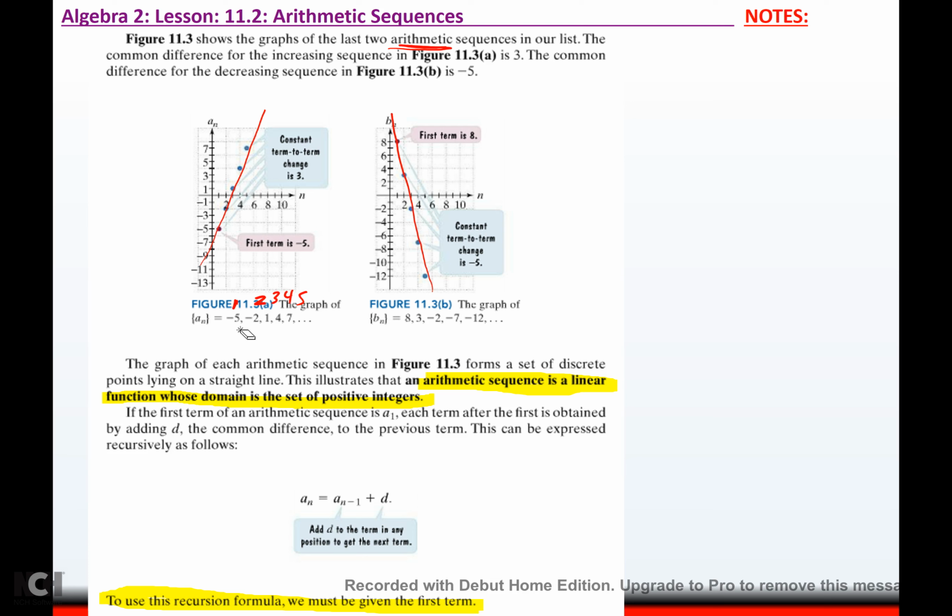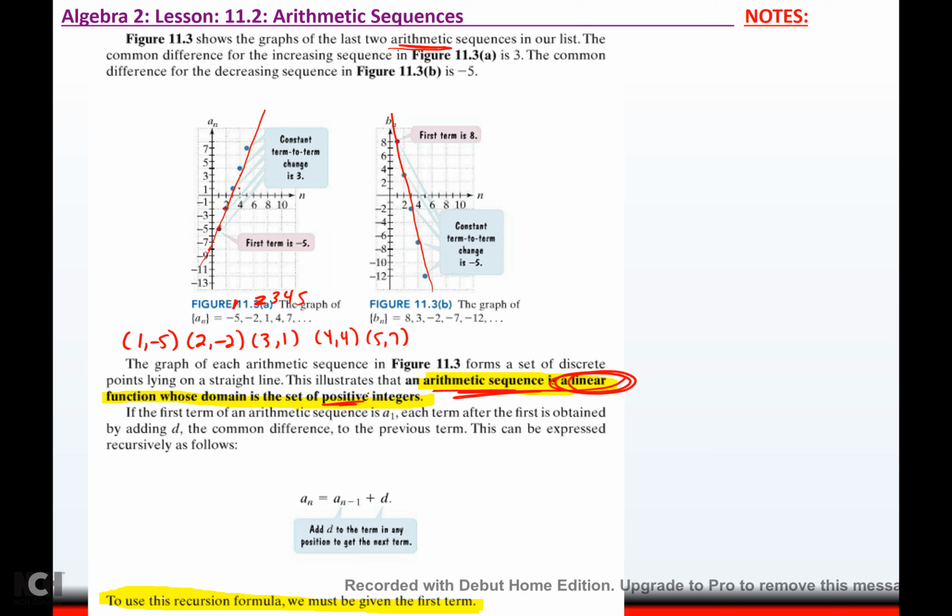So all they're doing to plot these points is they're plotting 1, -5. Second term was -2. Third term was 1. Fourth term was 4. Fifth term was 7. They plotted those points. What you're supposed to see is that arithmetic sequences are linear functions, whose domain is the set of positive integers, because you don't do the negative first term and the negative second term and so on and so forth.